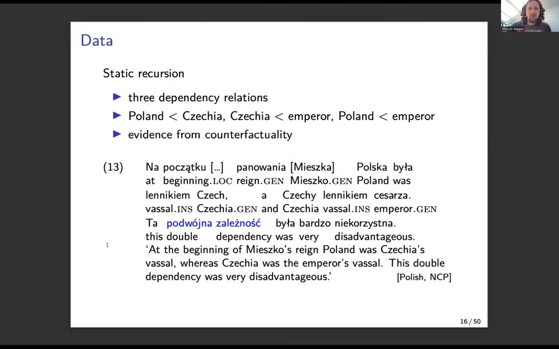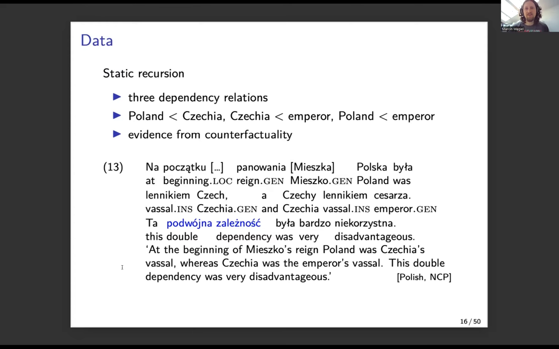So in what we saw, we had examples of this kind of iterative application of an event of some action, right? So we have this eventive recursive understanding. But let us emphasize that there are also cases of static recursive cases. So here's a historical example. Mieszko was a medieval Polish ruler. At the beginning of Mieszko's reign, Poland was Czechia's vassal, whereas Czechia was the emperor's vassal. This double dependency was very disadvantageous.